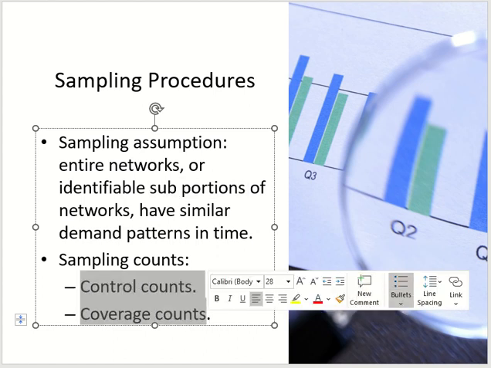The difference between them is that a control count is taken for the full period of study, while a coverage count is only taken as a sample. So for example, if you are doing a study for 24 hours, a control count would be 24 hours. But the coverage count in the same area in the same time will be a sample of the 24 hours. It could be any number of hours, but it will not be full, because if it is full, then we will call it a control count.